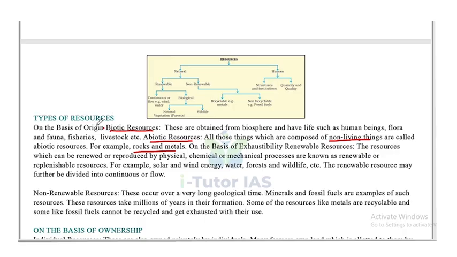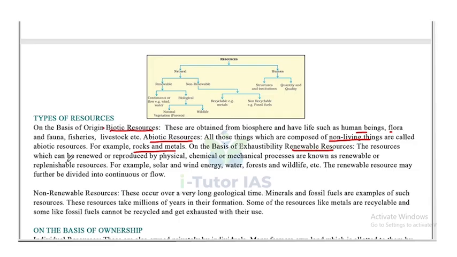So on the basis of origin, biotic resources and abiotic resources. Biotic resources are those obtained from biosphere and have life, such as human beings, flora and fauna, fisheries, livestock, etc. And second one is abiotic resources, those things which are composed of non-living things. Example, rocks and metals. On the basis of exhaustibility, first one is renewable resource.